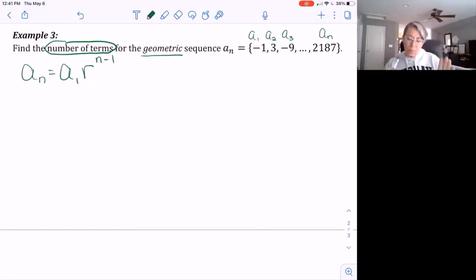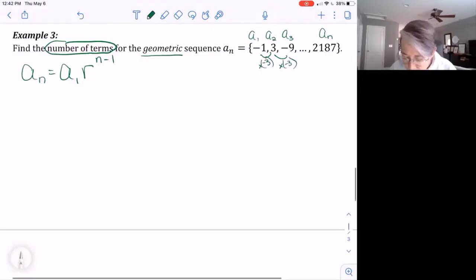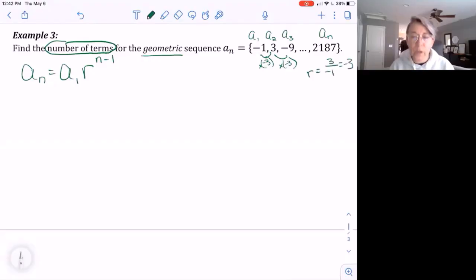You might be able to tell multiplying the -1 times what would give us a +3. -3. So here times here, if we multiply by a -3, from here to here, if we multiplied by a -3, and we can also check it. The ratio equals any term divided by the term before it. We're going to get a -3.